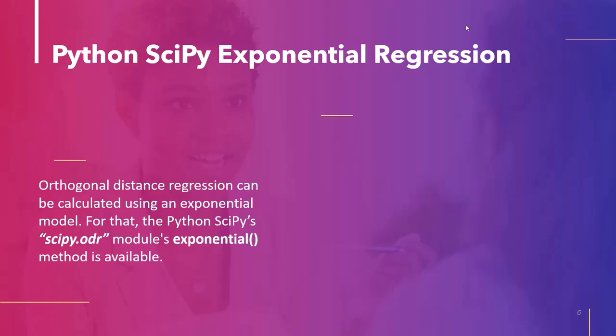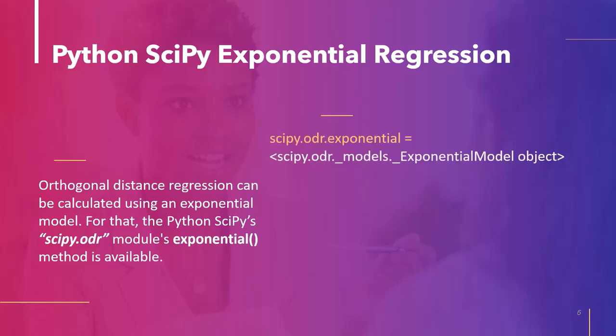The last topic of this tutorial is Python SciPy exponential regression. An exponential model can be used to calculate orthogonal distance regression. Python SciPy has a method exponential within the module scipy.odr. For that, the syntax of the method is as follows. The method doesn't accept any parameters. We can use it directly with the data.